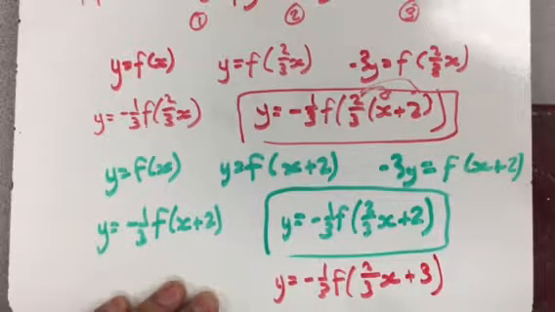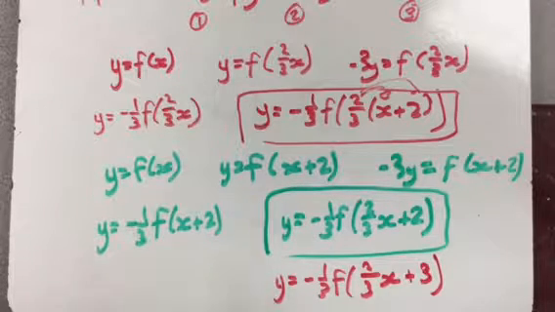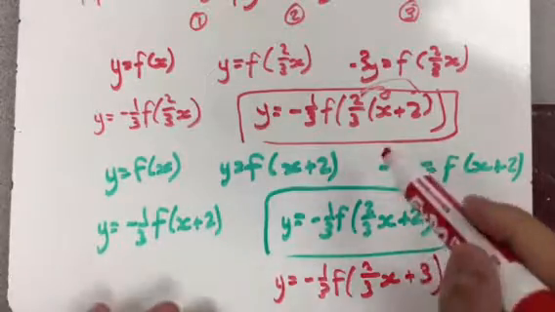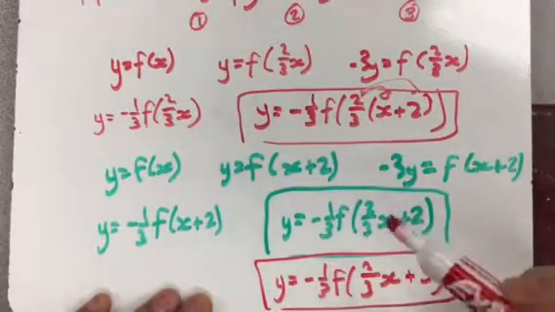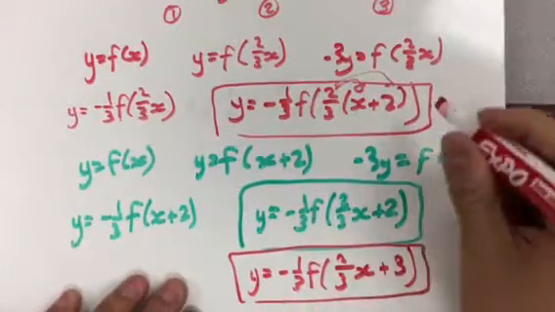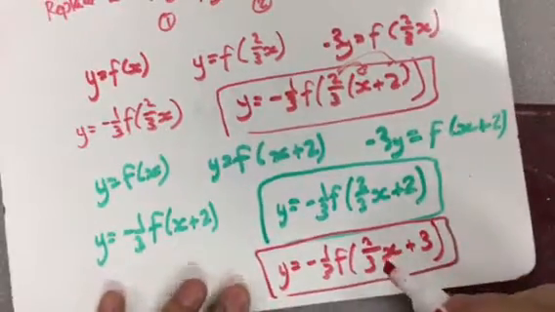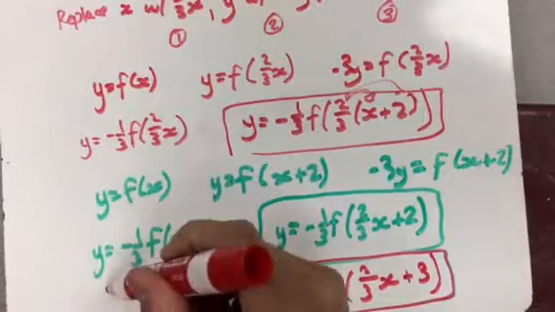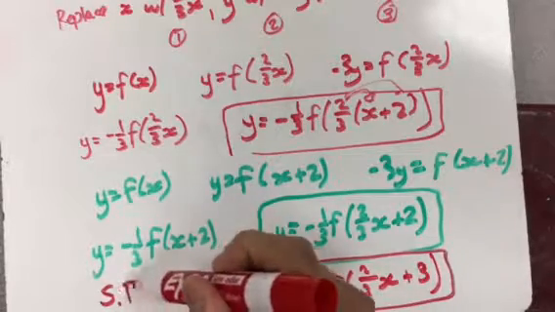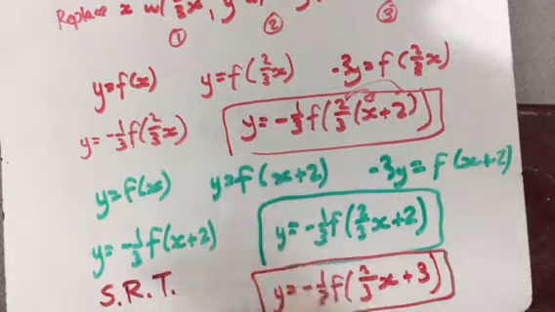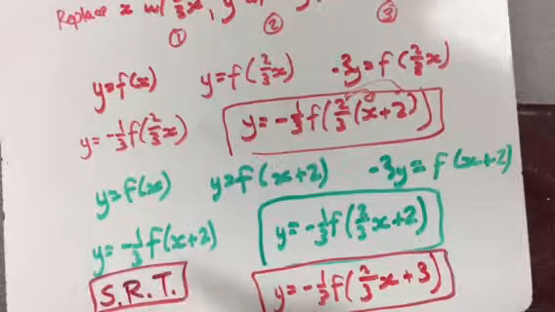And so you see here that the order in which we actually carry out our transformations does matter, which means that for the most part, when you're carrying out transformations, you want to do it in the order of stretches, reflections, and then translations. All right, unless a question specifically tells you to do it a different way, make sure you do it in this order: stretches, reflections, translations.